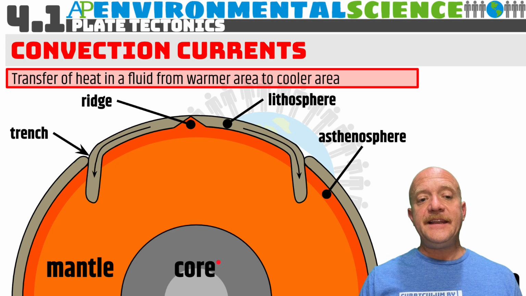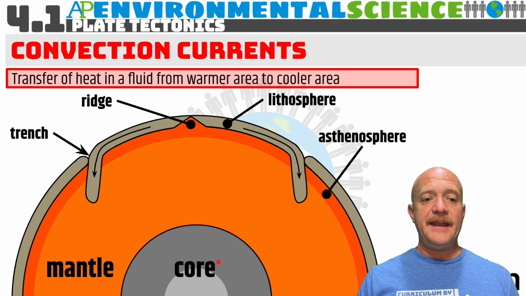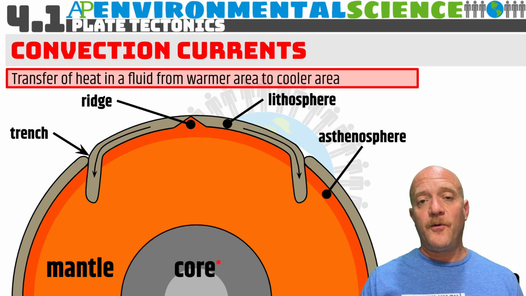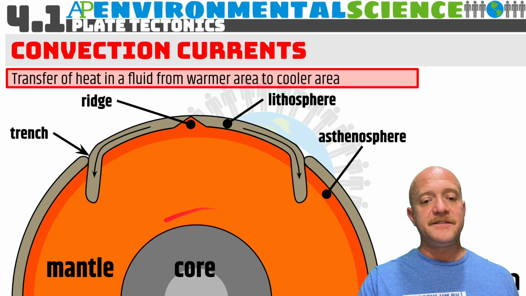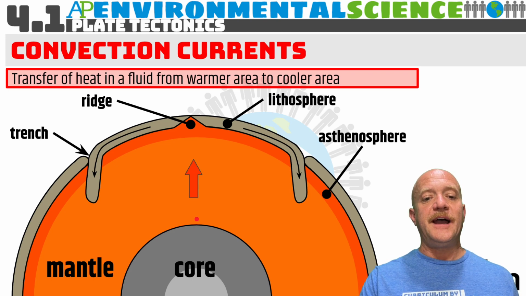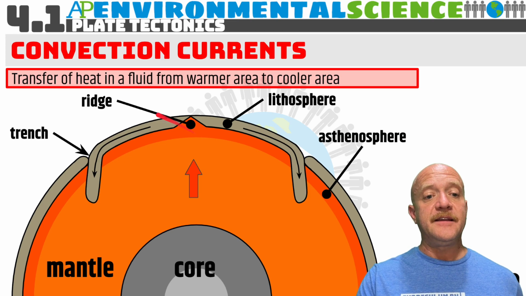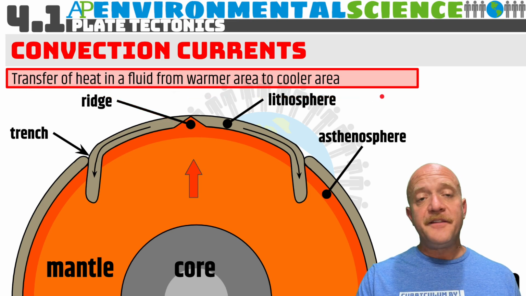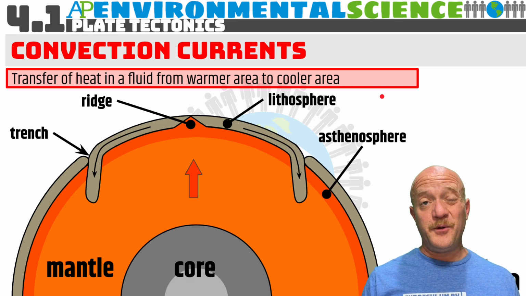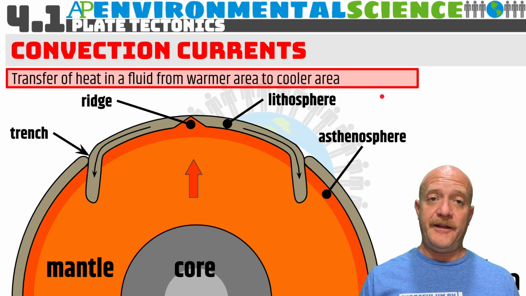Well, this heat needs to escape. The mantle is composed of melted rock, and the core has a solid inner core. The core is very hot, and this heat is rising up because it's going from hot to cooler. This is through convection currents, which are simply the transfer of heat in a fluid from warmer to cooler areas.